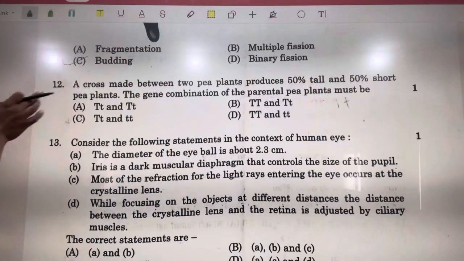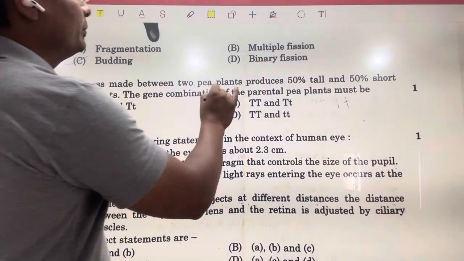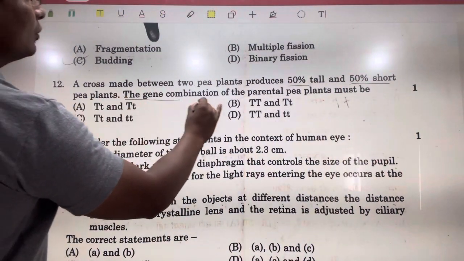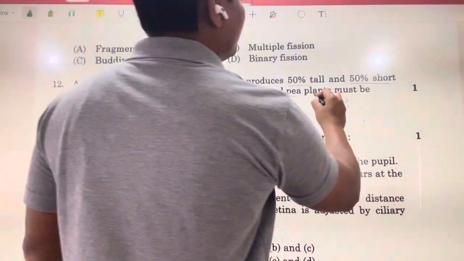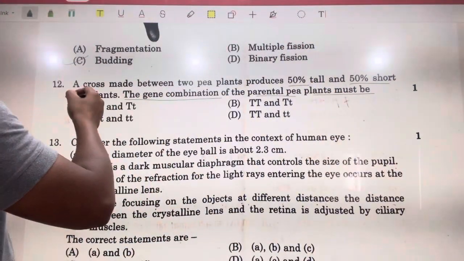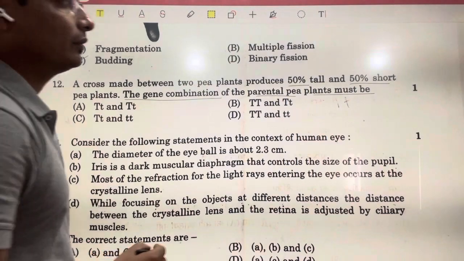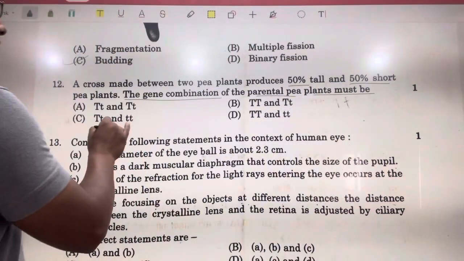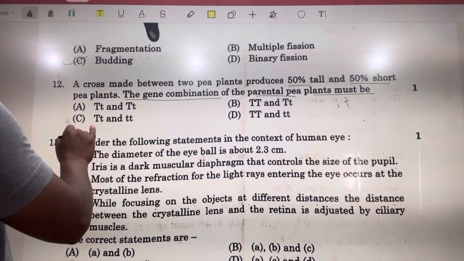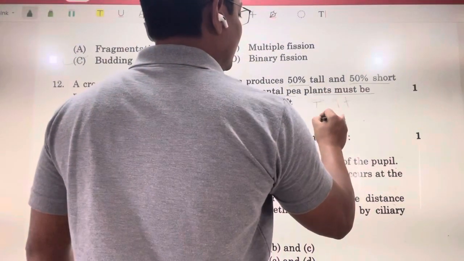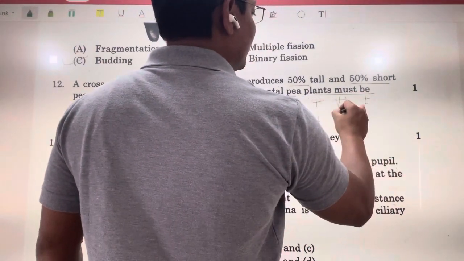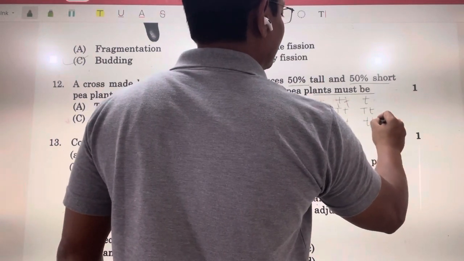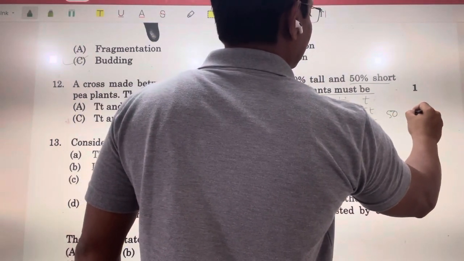And 12th question: a cross made between two pea plants produces 50% tall and 50% short pea plants. The gene combination of the parental pea plants must be? Here 50% tall and 50% short is required. The third combination would be the most appropriate: capital T, small t and small t, small t. So this is 50-50.